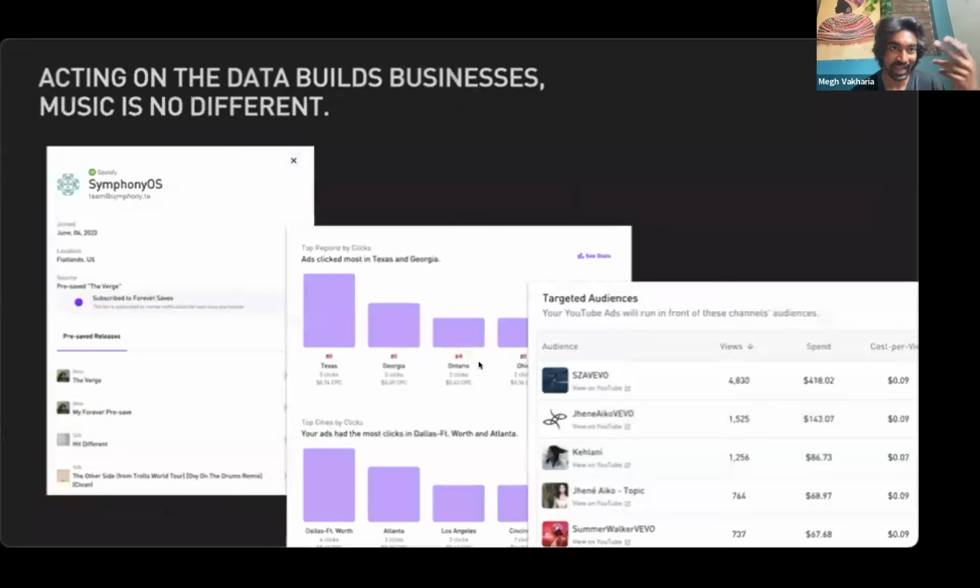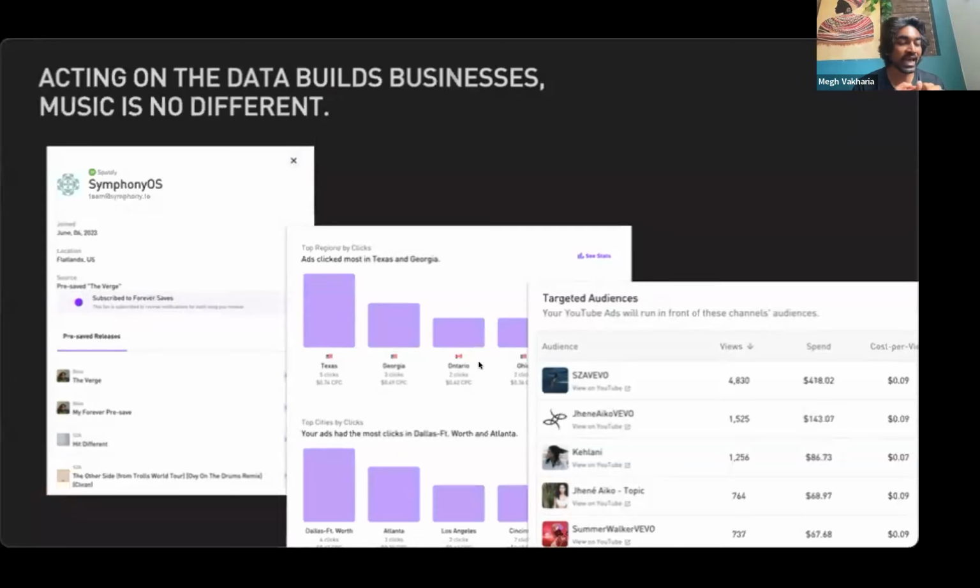Yeah, last few things, acting on data builds businesses. Music is no different. Every business that's big, whether it's $100,000 a year or $1 billion a year, data comes into play at some point. Our whole thing is, you should own this data. You should know your fans, their locations, their names, where they're coming from, what they're engaging with. If you're spending money on ads, you should know what's working, what's not working. And that is the whole thesis of our company.